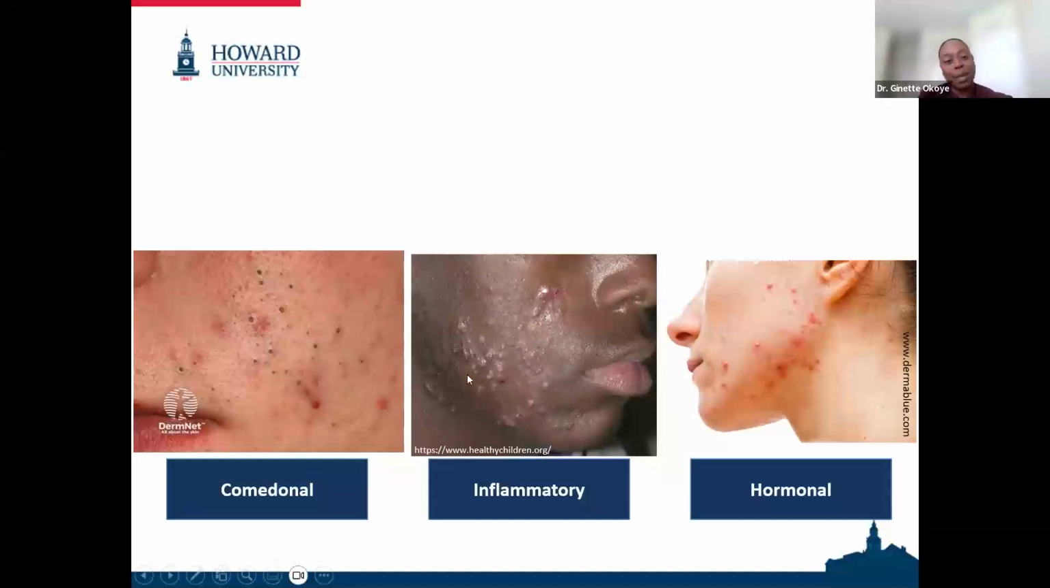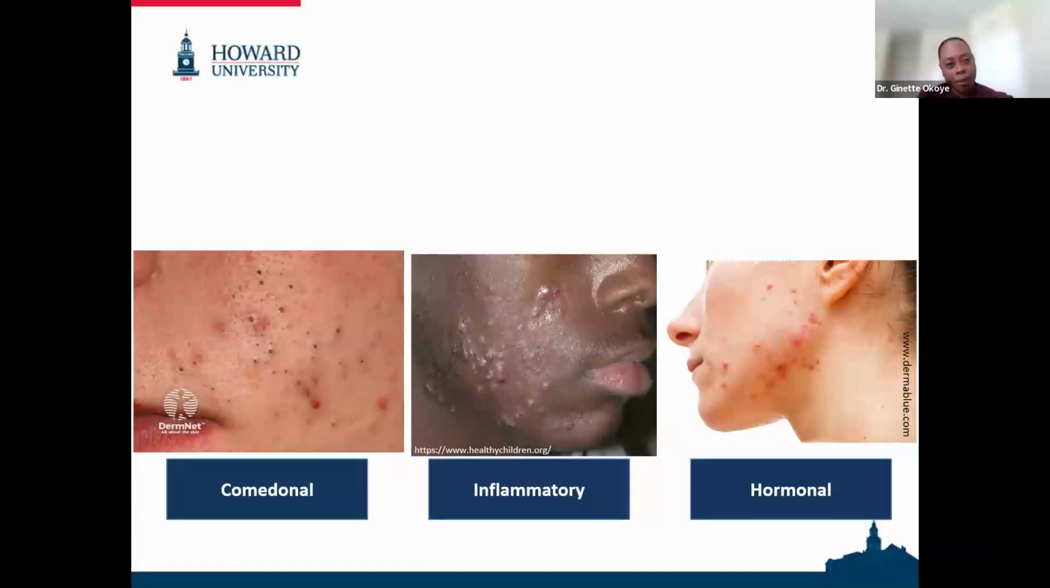Next is the patient in the middle who has primarily inflammatory acne, where they may have a few blackheads, but the majority of lesions you see are red, pink papules or nodules that are leaving behind scarring. Right away, you know this person is probably going to need systemic treatment.